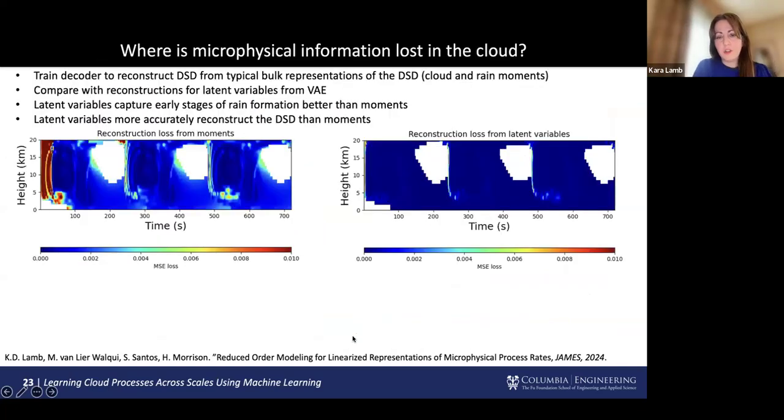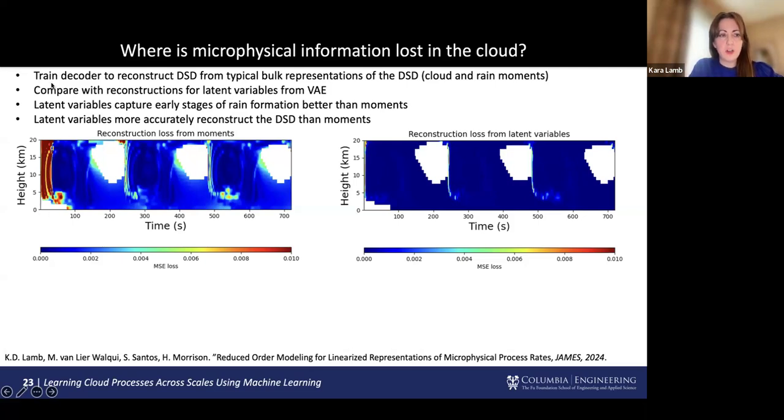The last thing that we looked at in this study was thinking about when we have these bulk representations, where we've effectively compressed the information from the higher fidelity true droplet size state of the cloud in terms of its droplet size distribution, where are we actually losing microphysical information in the cloud? To do that, I'm going to look at the reconstruction loss, which is defined as the difference between the reconstructed droplet size distribution and the true droplet size distribution. I can directly do that for the latent variables because I have that trained decoder model, but for the typical moment-based representations, I want to compare.